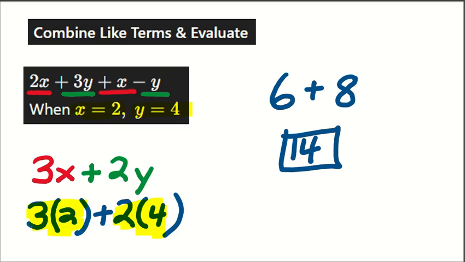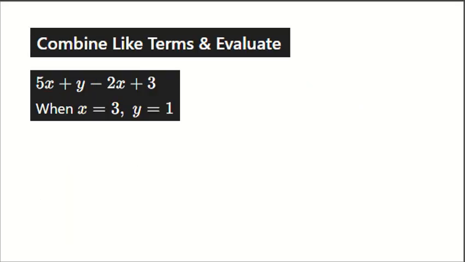All right. Now, without further ado, let's dive right into the next problem, shall we? Now, once again, we're going to combine like terms first. So let's just talk about this. If I have 5 x's, and then I get rid of 2 of those x's, how many x's do I have? I have 3 x's.